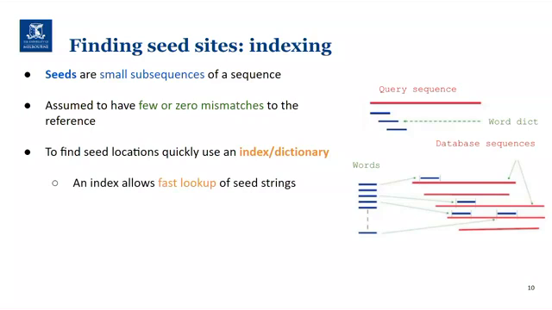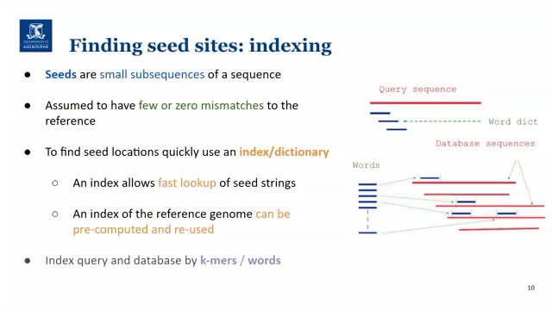And the main principle here is that the index will allow a fast lookup time of these seed strings rather than doing the full optimal alignment. And an index of the reference genome then can be computed and pre-used. So once we calculate our index, which are basically the search keys and the values, for, let's say, a database of sequences, we don't need to do that again. We can just look it up when necessary and perform it for each querying sequence we need, which is one of the advantages.